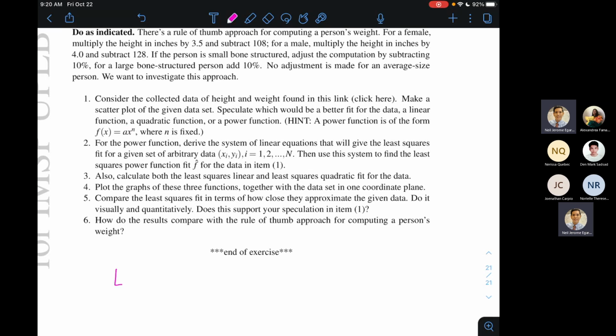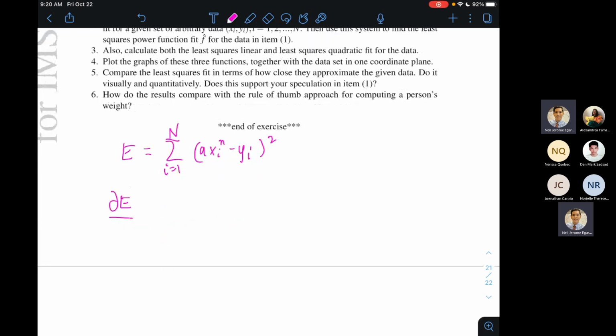So ang error function nyo nun ay sum ng a x_i to the power n minus y sub i quantity squared, i from 1 to big N. Tapos compute nyo lang yung partial derivative ni E with respect to A at saka partial derivative ni E with respect to N kasi sila yung mga hinahanap natin na unknown parameters and equate both to 0. Makakakuha kayo ng 2 by 2 system in the unknowns A and N. Tapos gamitin nyo siya, solve nyo yung system na yon. Okay, linear system lang naman yung lalabas.